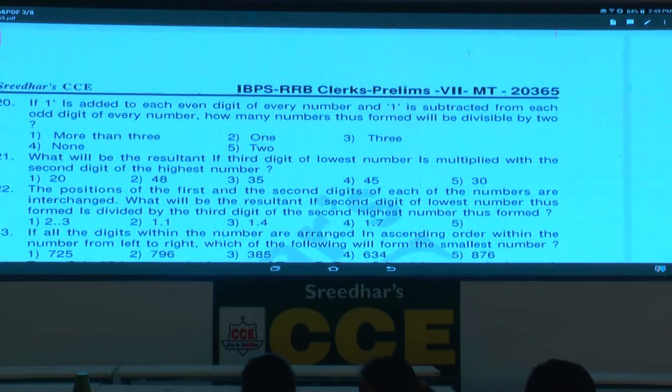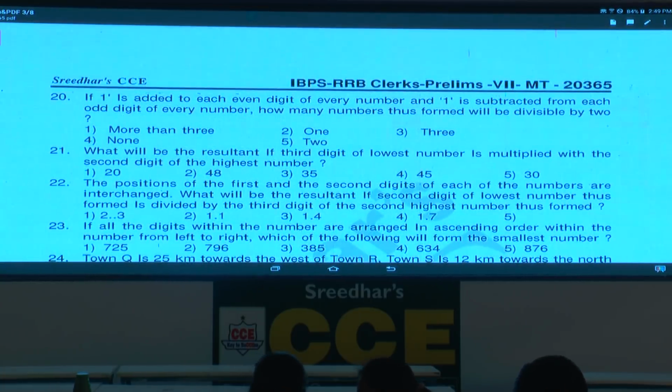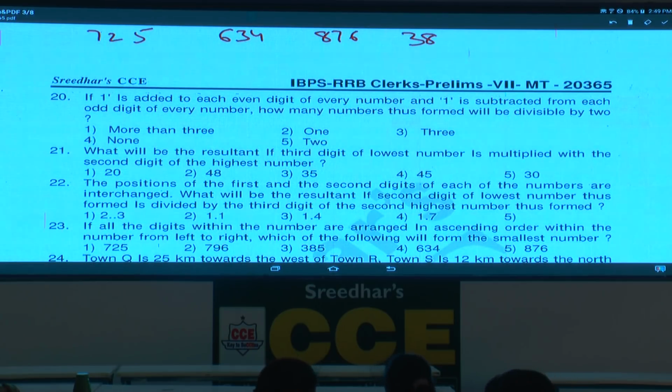Now in this 20th, if 1 is added to each even digit, what are the numbers, tell me here? The numbers are 725, 634, 876, 385 and 796, the 5 numbers given. Now what is the condition here? 1 is added to each even digit, and 1 is subtracted from each odd digit. Each odd digit, 1 must be subtracted.